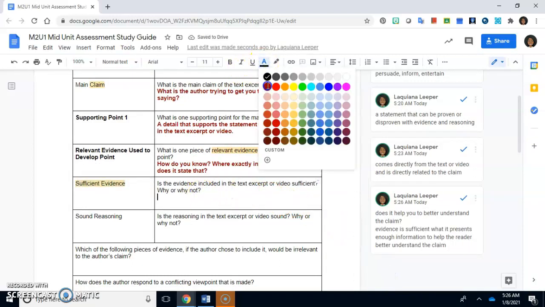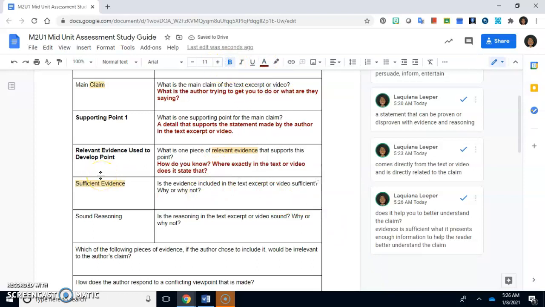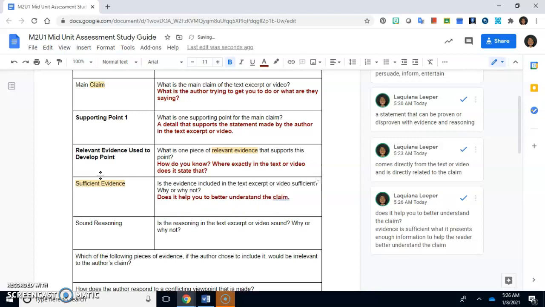So when the question is saying, well, is the evidence included in the text excerpt or the video sufficient? And then it says why or why not. So once again, what they're asking is, does it help you to better understand the claim? And you are going to answer in a complete sentence. The evidence in the text excerpt helps me understand the claim. The evidence included in the video is not sufficient. So you are making a complete sentence for that answer. Always make sure that you do that first.